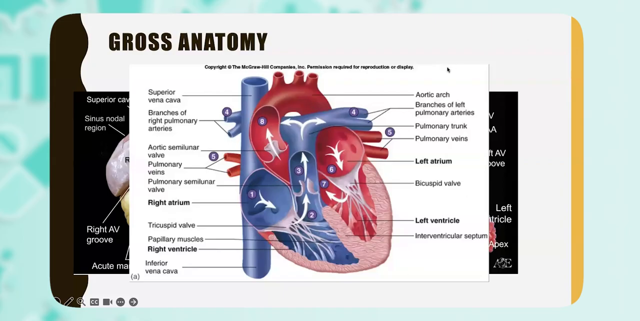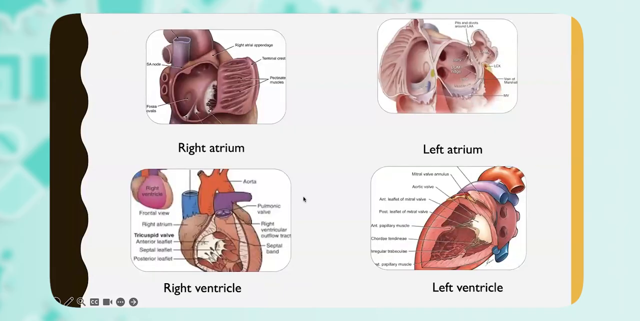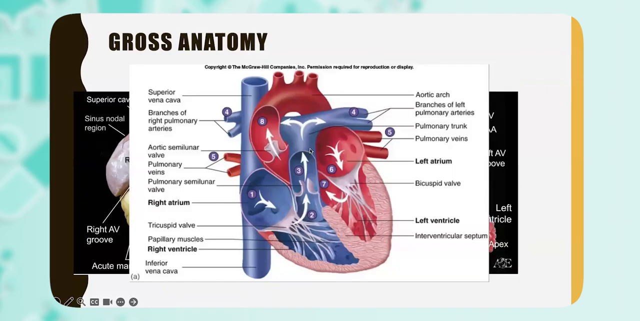Can anyone tell me about the arch branches? What are the arch branches? Am I audible? Here the arch branches are not named. Can anybody tell me what are the branches, the blood vessels that come out of the aortic arch traditionally?